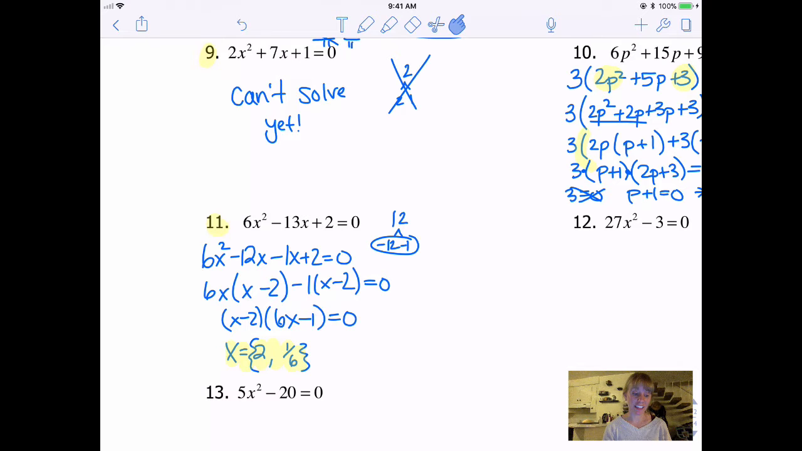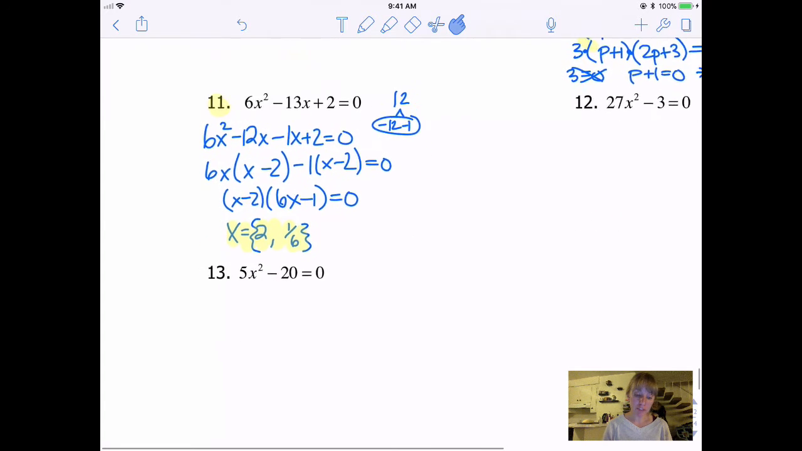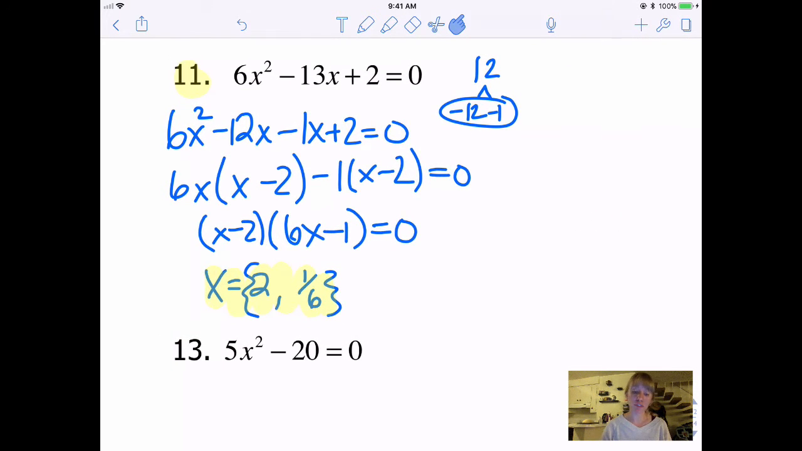So numbers 9 and 11, number 9 is that same one from before. We can't actually factor it, so we're not going to be able to solve it today. We will in the next chapter learn a new way to solve without factoring, but for now we gotta leave it be. Number 11 we can. We multiply 6 times 2 to get 12, and then do some AC methods. We factor by grouping. Your final answer should have been x equals 2 and x equals 1/6. So if you need to pause to look at my work, that's totally fine, but I'm going to move on.